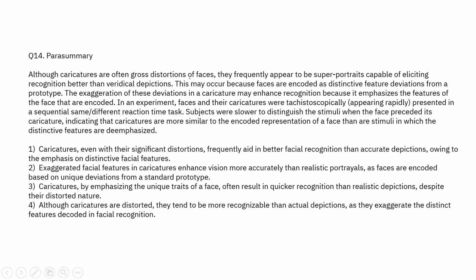Although caricatures are often gross distortions. Caricature मतलब जो कार्टून बनाते हैं, जो हमने कार्टून देखे हैं कि जो स्ट्रिप्स होती है कार्टून, तो किसी भी महापुरुष की, किसी भी पॉलिटिशियन के, ऐसे अलग अलग किसी भी कैरेक्टर के कार्टून बनते हैं. They are gross distortions. तो उसमें कभी उसकी नाक लंबी कर देंगे, कभी उसकी आंख बड़ी कर देंगे, कभी कान बड़े कर देंगे. So they are gross distortion of faces. They frequently appear to be super portraits capable of eliciting recognition better than veridical depictions. तो ये कह रहा है कि कैरिकेचर जो होते हैं ये डिस्टॉर्शन होते हैं, लेकिन फिर भी ये ज्यादा आसानी से पहचाने में आते हैं. They elicit recognition better than actual depiction. Veridical means जो उसकी real photo है.